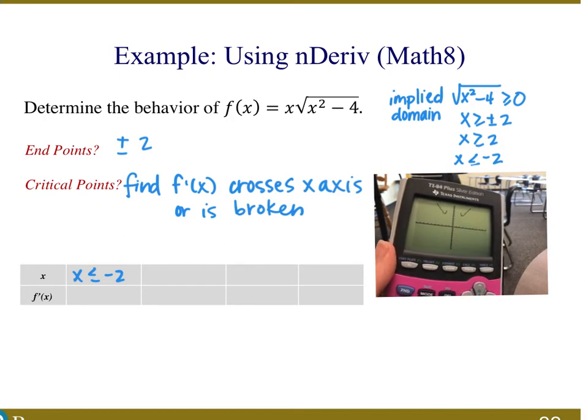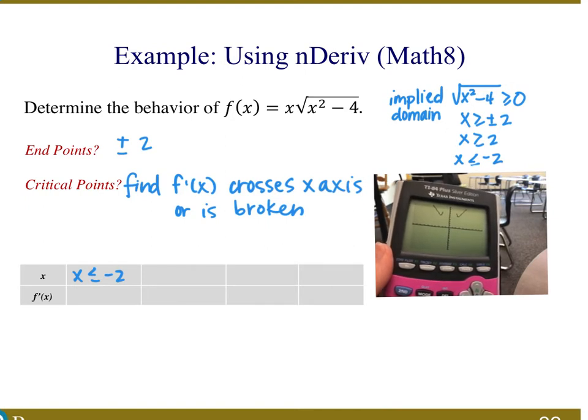Now we notice that this never crosses the x-axis, but it is certainly broken. And it is broken between negative 2 and positive 2. It's not connected. Okay, there's a disconnect there. And so that's important for our equation 2. All right, so let me add that to my chart.